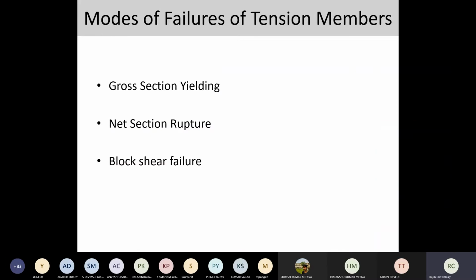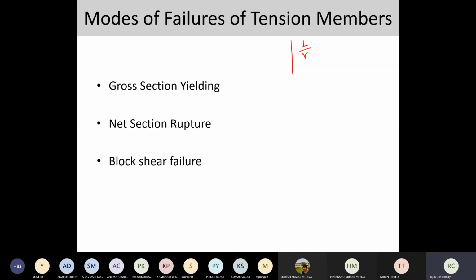Before going to the modes of failure, the actual basis of the design of the tension member comes into the picture. So before going to the tension member design or the modes of failure, let me emphasize a few features that the designer needs to adhere to. What are those different features? First of all, the slenderness ratio. All of you have heard about the slenderness ratio. Slenderness ratio is defined as the L/R ratio.